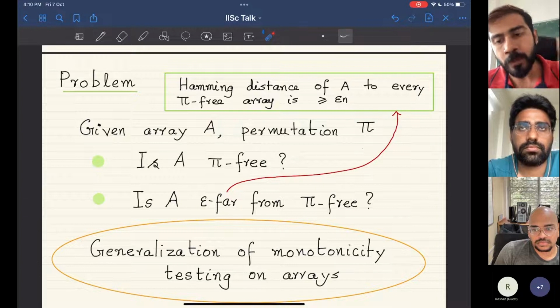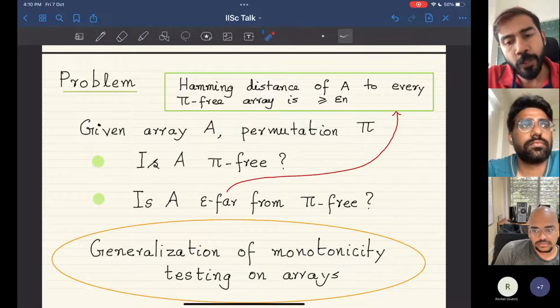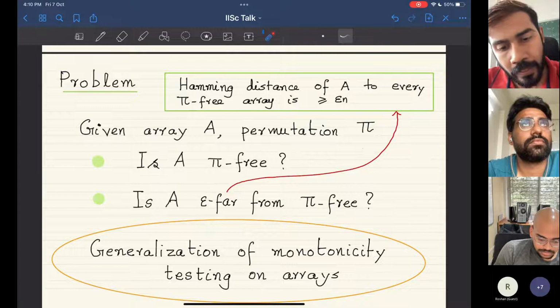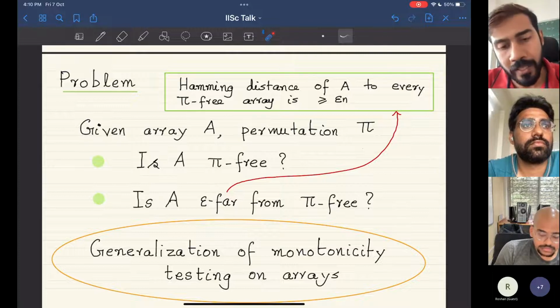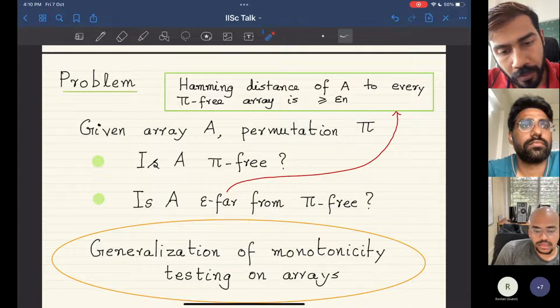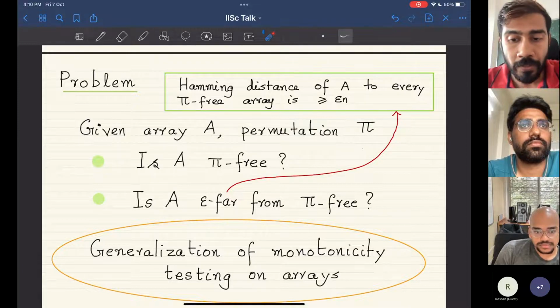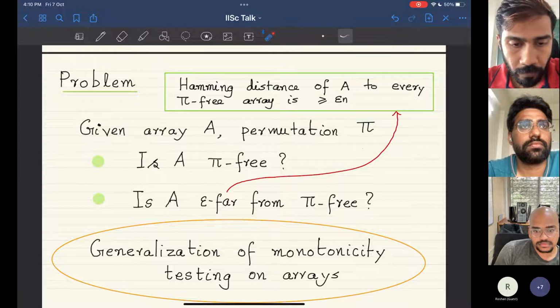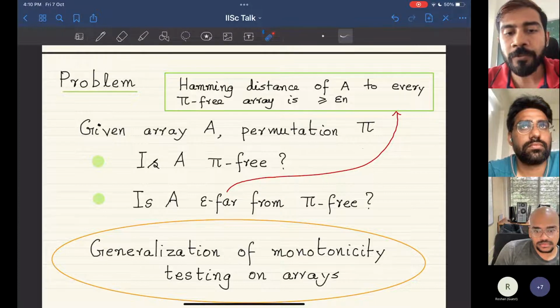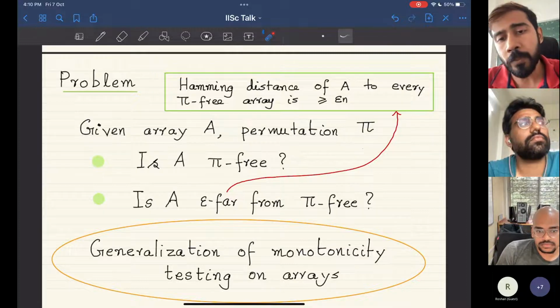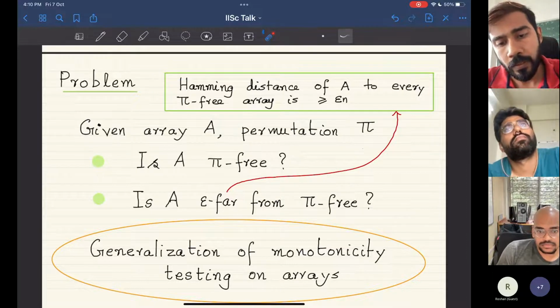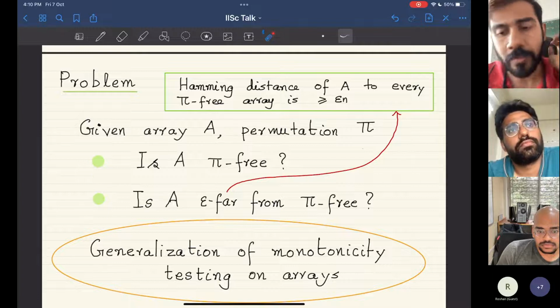So an array is monotone or sorted if it has no 2-1 appearances, right? If there are no two indices such that the left index is larger than the right index. And these indices need not be adjacent, right? So it's a clear generalization of the monotonicity testing problem, which is really well studied in property testing. So it's a direct generalization.